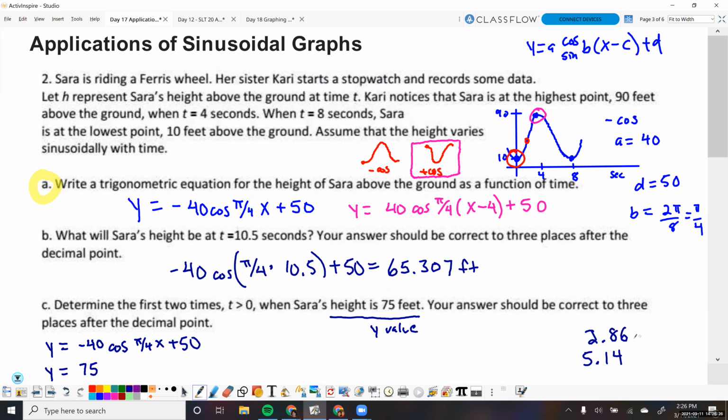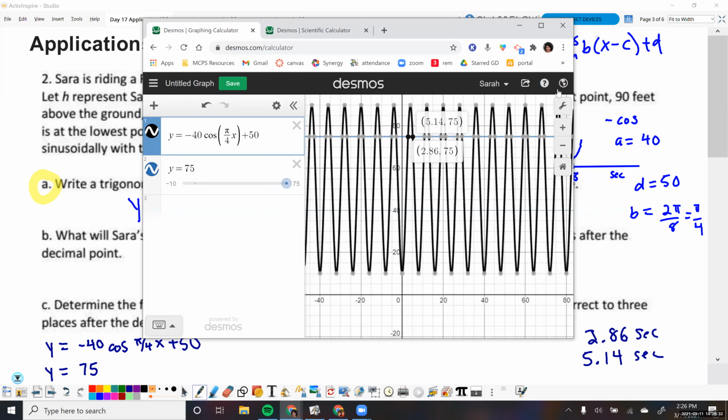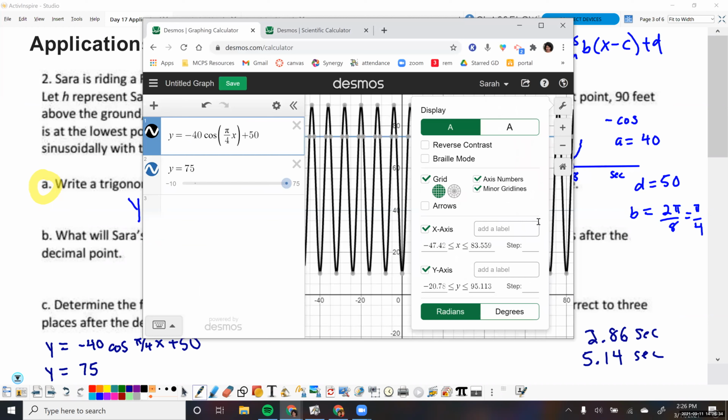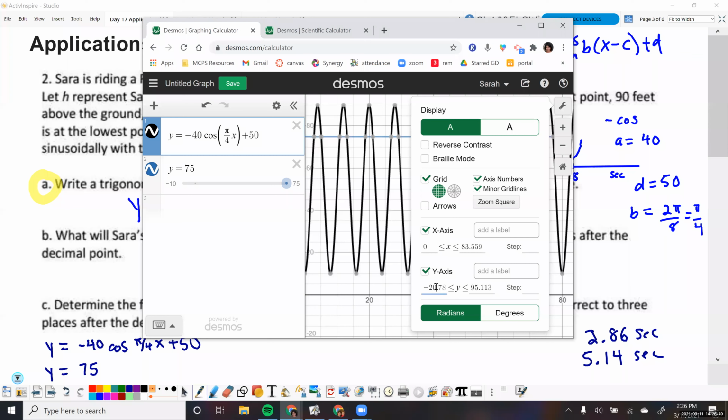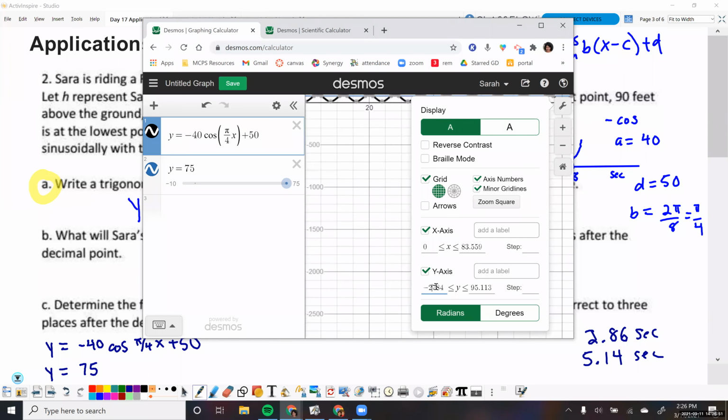How do I change the window? I'll show you again. To change the window, remember, I go to the little wrench. I hit the wrench, and then I have to make some decisions. I don't need these negative values, so I'm going to just make it 0. And I'm going to make the y-axis 0 also, because I don't need any negative values.